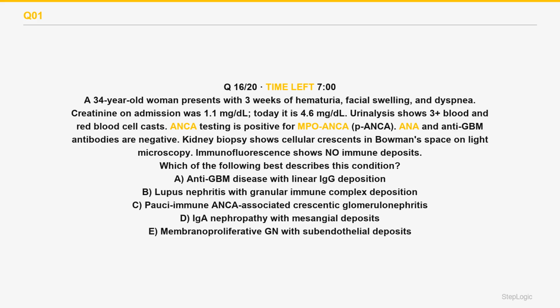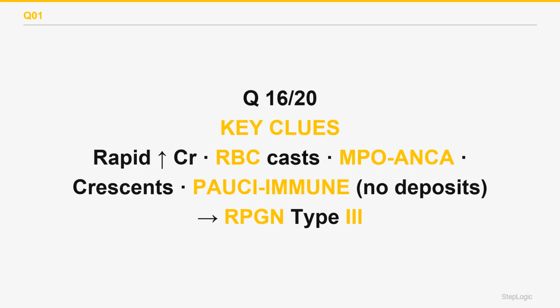Read the command. Which describes this condition? Rapidly rising creatinine from 1.1 to 4.6 in 3 weeks. RBC casts, ANCA positive. No immune deposits on immunofluorescence. Crescents on biopsy. Rapidly progressive glomerulonephritis, type 3, pauci-immune, ANCA-associated. The pauci-immune descriptor means few or no immune deposits on immunofluorescence.